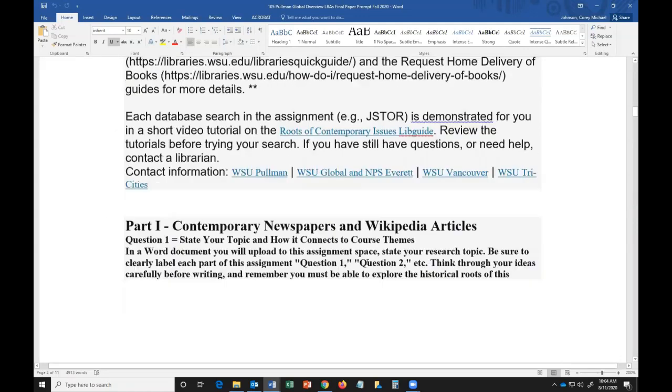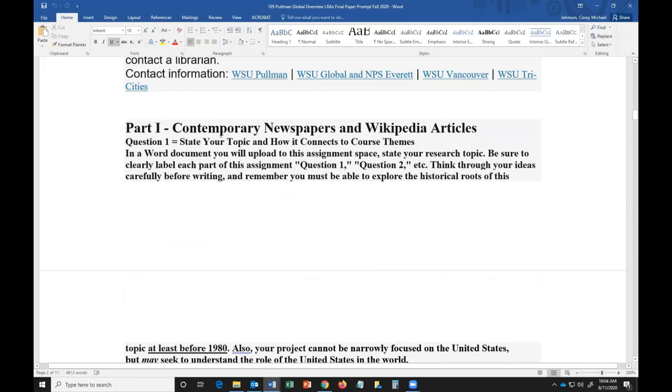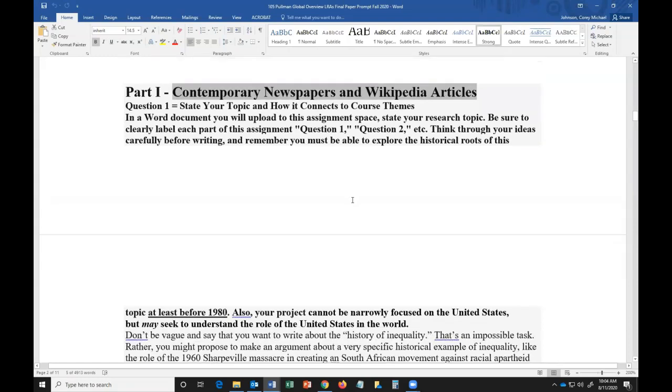And as I scroll down to part 1 or to LRA number 1, you'll see here that it says contemporary newspapers and Wikipedia articles. And so I'm going to be talking about those in a minute. What your instructor asks you to do may be slightly different than finding those resources, and I'll talk about that momentarily. The first thing, though, that you're going to want to do is think about your topic, and then this first question is about stating your topic.